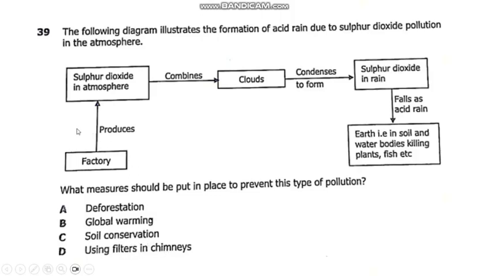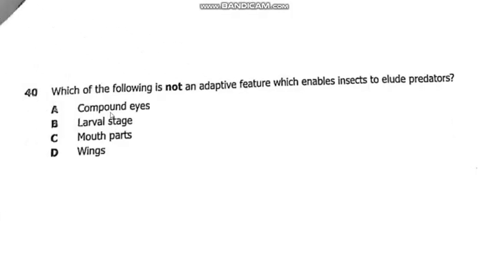So as you can see, the factory produces sulfur dioxide and it goes into the atmosphere. It combines with the clouds and condenses, and falls as acid rain. So the measure that should be put in place to prevent this type of pollution is using filters in the chimneys. The correct answer is going to be D. So we now move on to our last question, which is question 40.